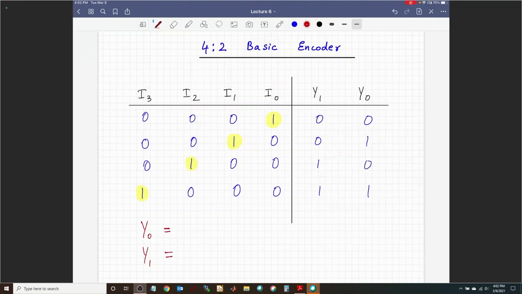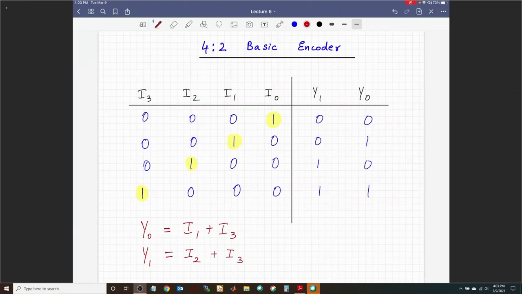All right, Andrew says Y0 is I1 or I3. Perfect. So Y0 is active when I1 is active or when I3 is active. So that's your first equation. Y0 is I1 or I3. What about Y1? What is the logic expression for Y1? I2 or I3?